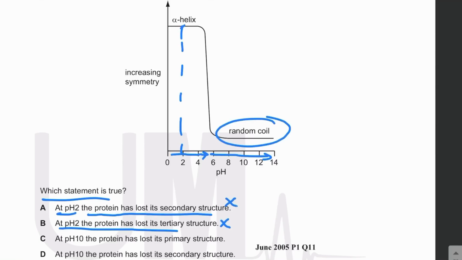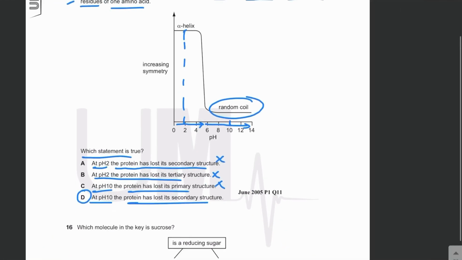So it will obviously not lose the tertiary structure because it does not have any. At pH 10 the protein has lost its primary structure. No guys, primary structure is the sequence of amino acids and it is not lost. There's still a random coil, still there's a polypeptide chain. At pH 10 the protein has lost its secondary structure. This is the answer, because at pH 10 we can see that there is only random coil and no alpha helix. So at pH 10 the protein has lost its secondary structure.